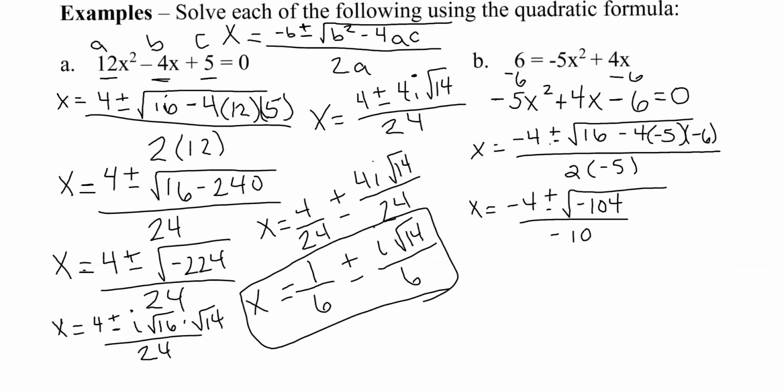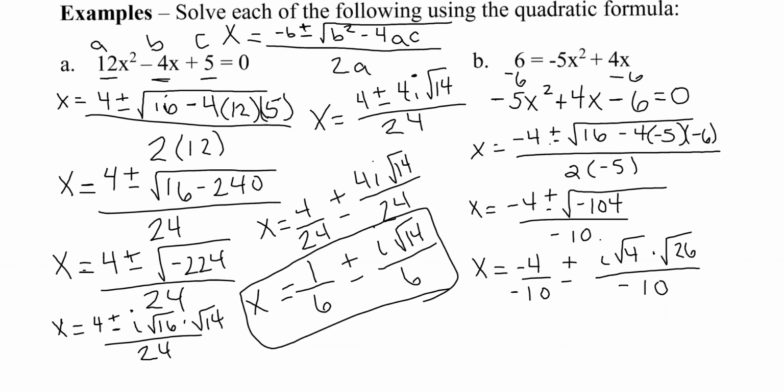So again, I need to worry about that negative under the radical and simplifying that 104. 104, I divide it by 4, I get 26. And I think that's as far as we can go. So I'm going to break it down. I'm going to make it x equals negative 4 over negative 10. Plus or minus my square root of negative 104. I'm going to make it i times the square root of 4 times the square root of 26 over negative 10.